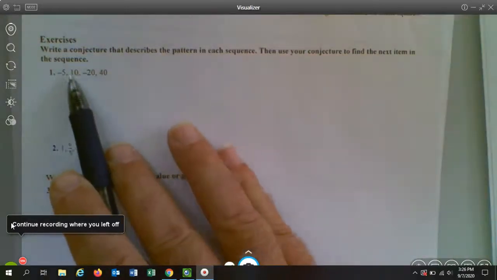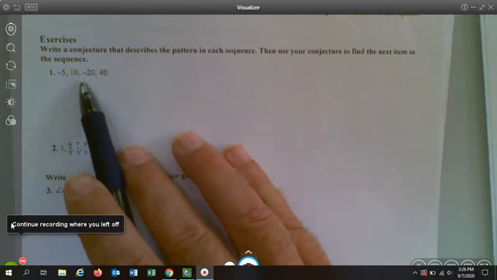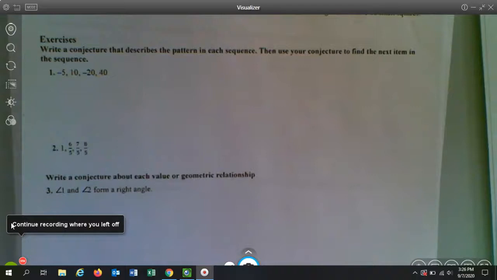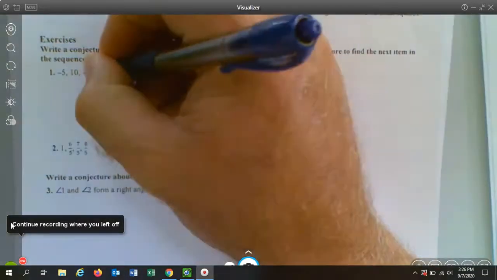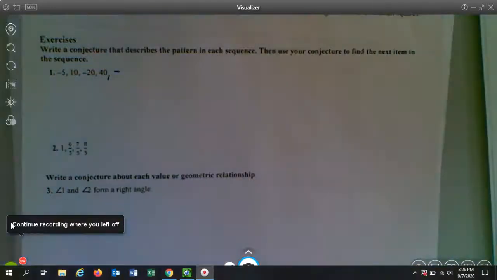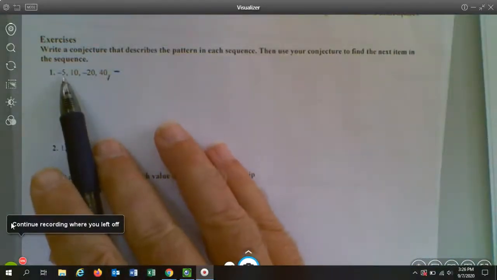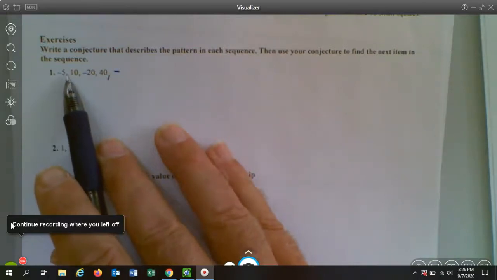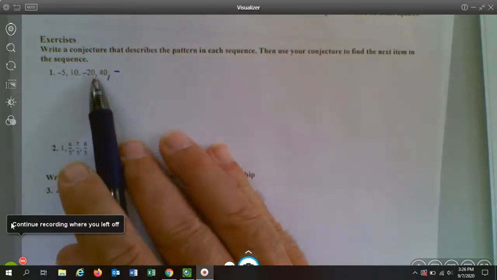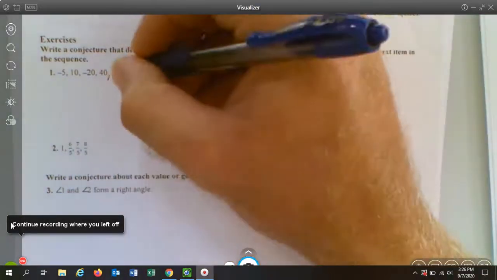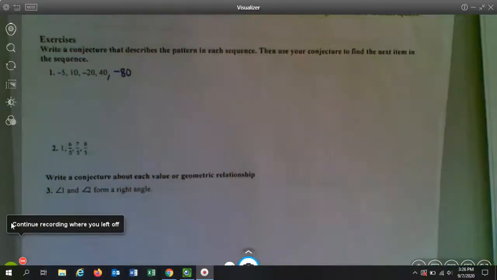So I do see that the signs are alternating, negative, positive, negative, positive. So I would maybe make the conjecture that the next sign of the next term is going to be negative. And if I look at these, it looks like the pattern is being multiplied times 2. Because 5 times 2 is 10, times 2 is 20, times 2 is 40, times 2 is 80. Right? And so if I was going to make a conjecture, that would probably be a really good assumption about the next number in the pattern. I don't know that for sure. It's not based on a fact. This is simply based on what I see in the pattern. Okay, and so I would make the assumption that the next number is negative 80.